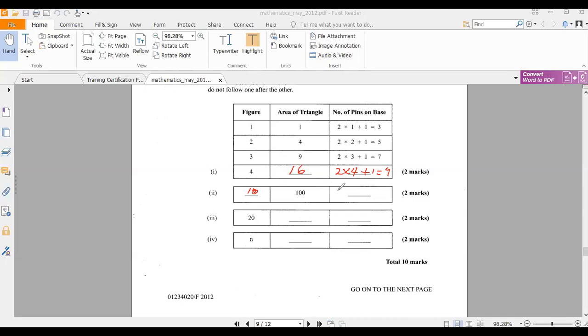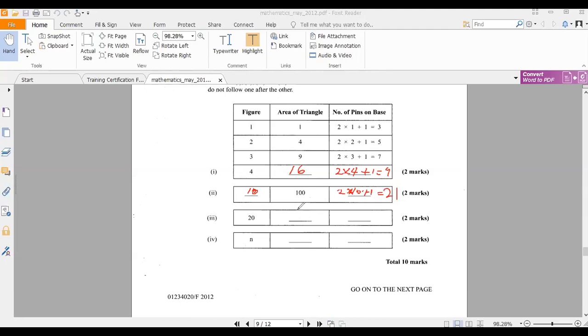Then what will I put here? 2 times 10 plus 1, which gives me 21. Okay, all right.